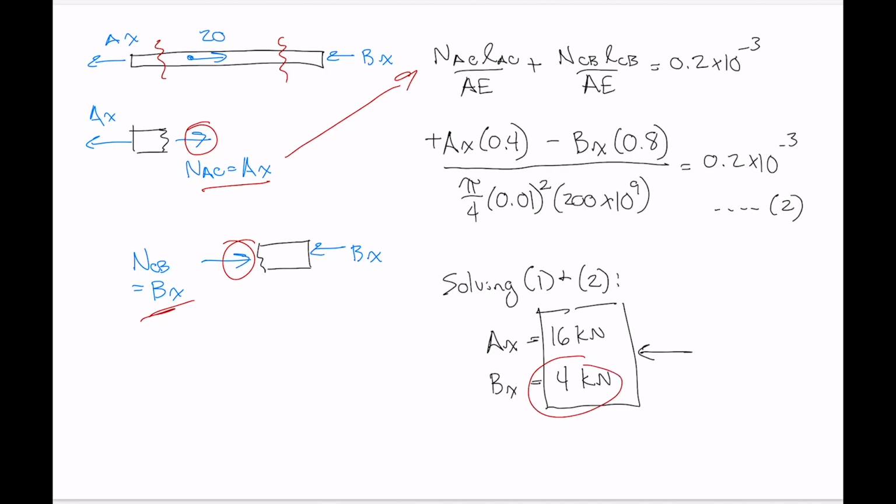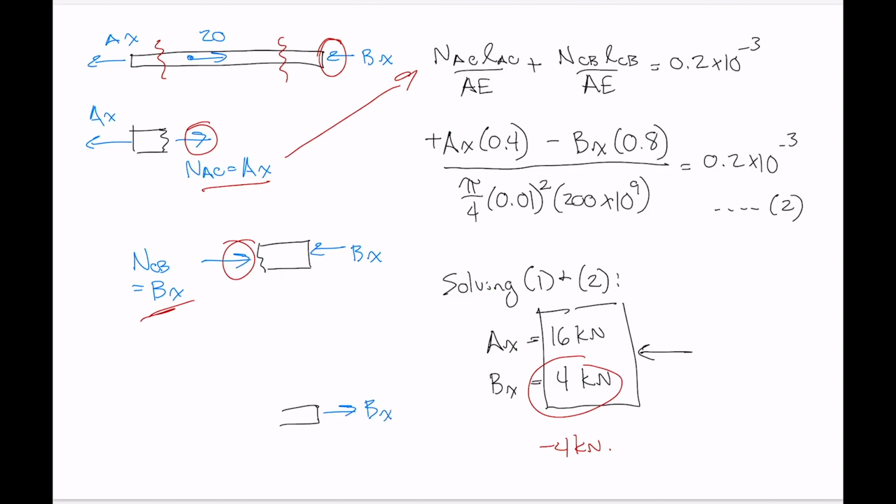Now, because it came out to be a positive value, that indicates that our assumed direction of BX was correct, which means that the rod actually did close, or that the 20 kilonewton load was sufficient to close that 0.2 millimeter gap. If you had done this problem and you got minus 4 kilonewtons, let's say, or any negative number for BX, what that physically would mean is that the real direction of BX would need to be reversed, and it would need to be in this direction.